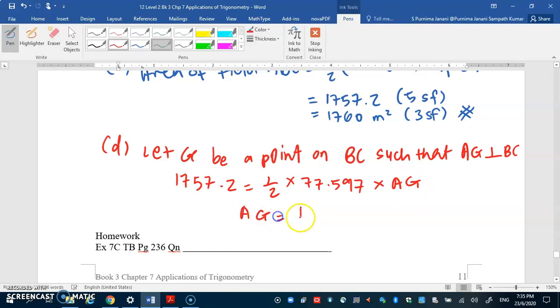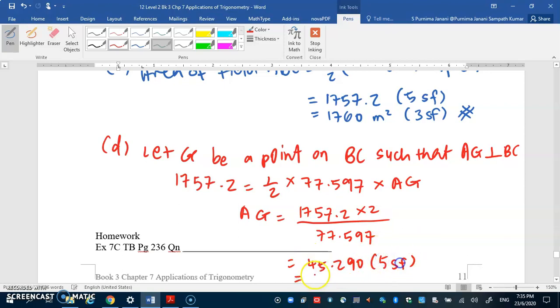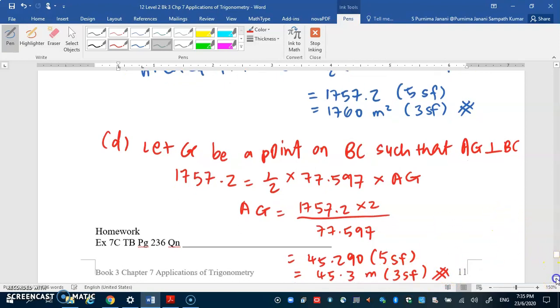So AG is equal to 1757.2 times 2 divided by 77.597. The answer will be 45.290 to 5SF. So the 3SF value is 45.3 meters. This is the shortest distance. Okay? So that's for part D.